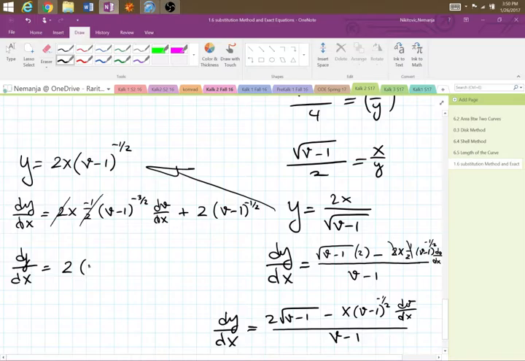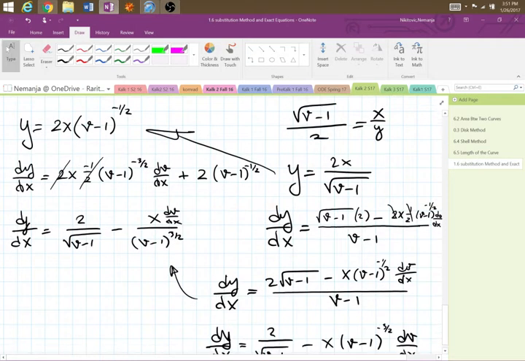2 over the square root of v minus 1 minus x over (v minus 1) to the 3/2. Is that what I had earlier? Yep. If I simplify them, it's exactly what I get. Oh, I forgot the dv/dx. So either way, I get the same. So this one would actually lead there as well.